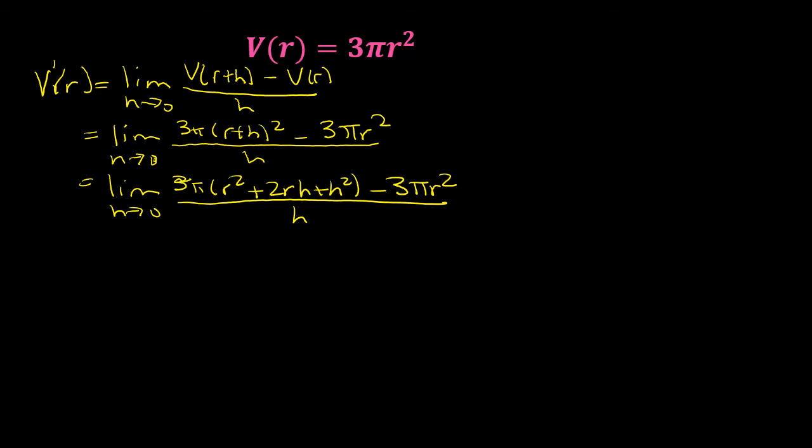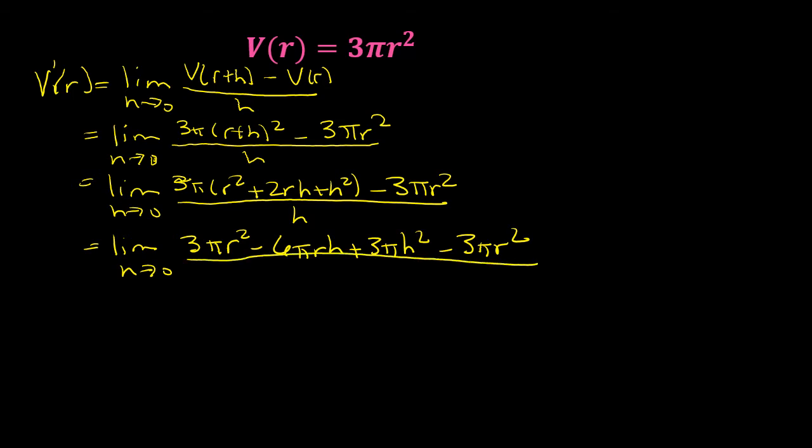Then everything else comes down and stays the same. Limit as h approaches 0, distributive property: 3 pi r squared minus 6 pi rh plus 3 pi h squared minus 3 pi r squared, all over h. Got a little canceling to do, so these cancel. I won't skip any steps because some of you need all of them. So the limit as h approaches 0.